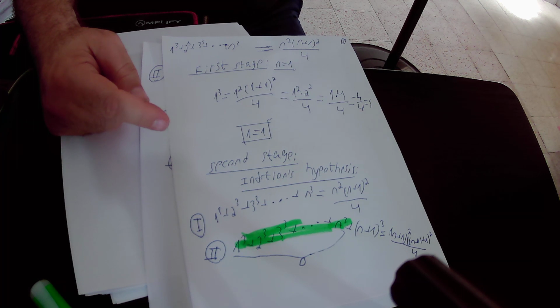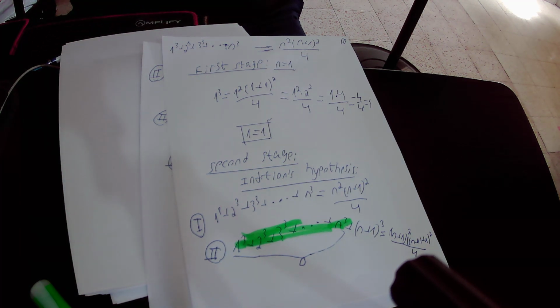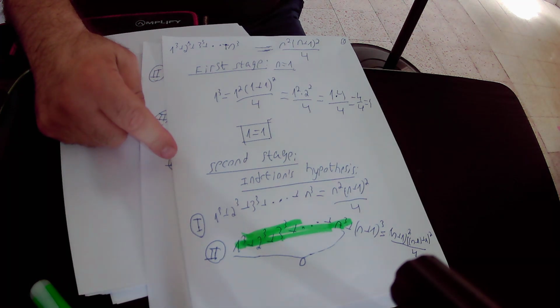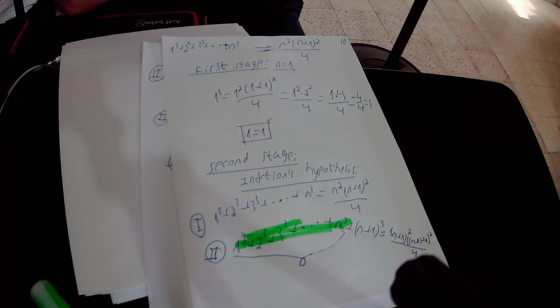So it is true for 3. And as we know that it is true for n equal to 3, it must be true for n plus 1, according to our general proof. So it must be true for 3 plus 1, that is to say for 4. And we will repeat this process again and again. And in this way we proved that this statement is true for all the natural numbers. Okay? Thank you very much.